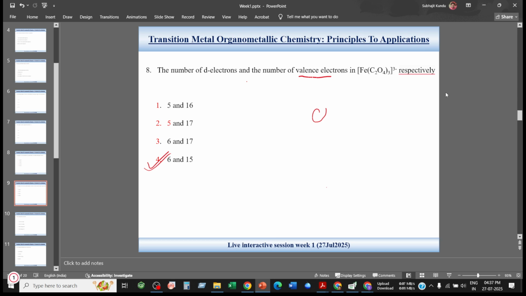So the total valence electrons for iron is 8. No, the total valence electrons in the complex. Oh yes, sir, the complex. So read the question: the number of d electrons and the number of valence electrons in this complex, respectively.